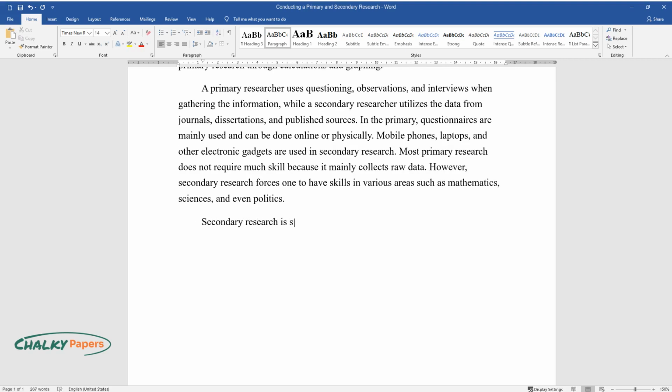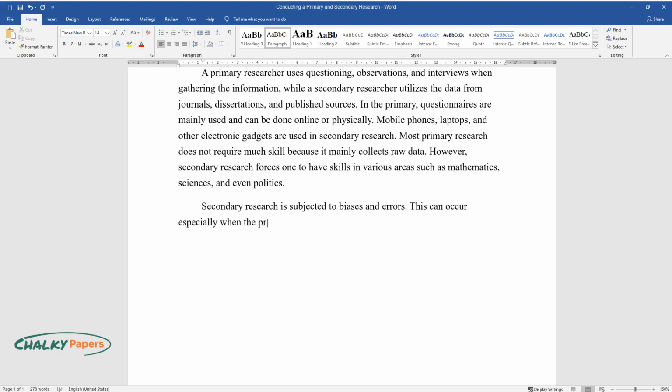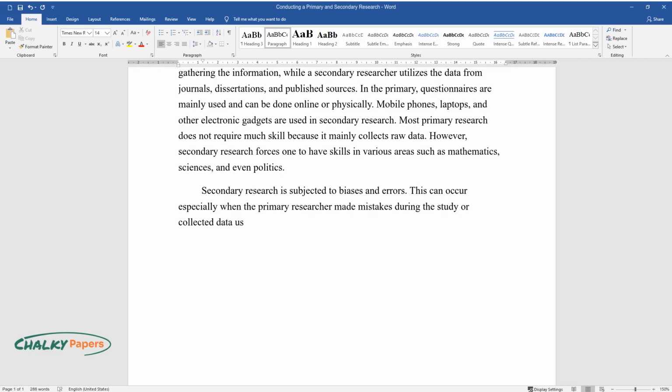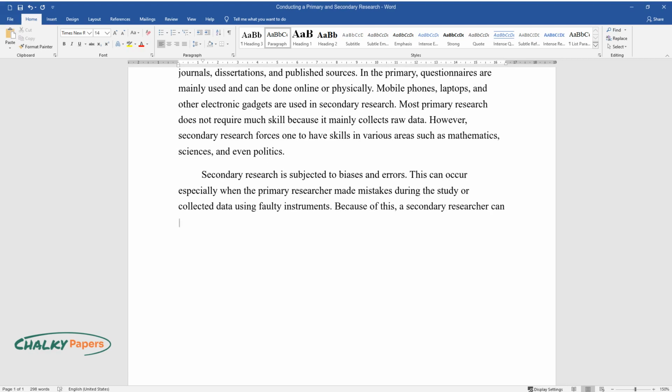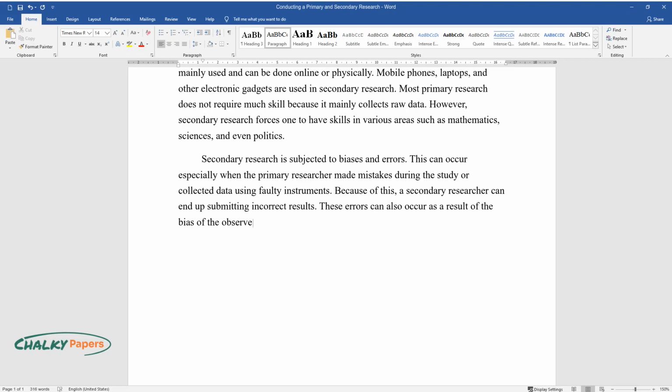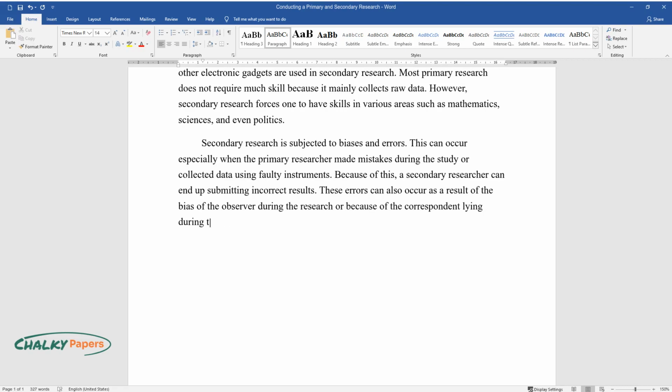Secondary research is subjected to biases and errors. This can occur especially when the primary researcher made mistakes during the study or collected data using faulty instruments. Because of this, a secondary researcher can end up submitting incorrect results. These errors can also occur as a result of the bias of the observer during the research or because of the correspondent lying during the interview.